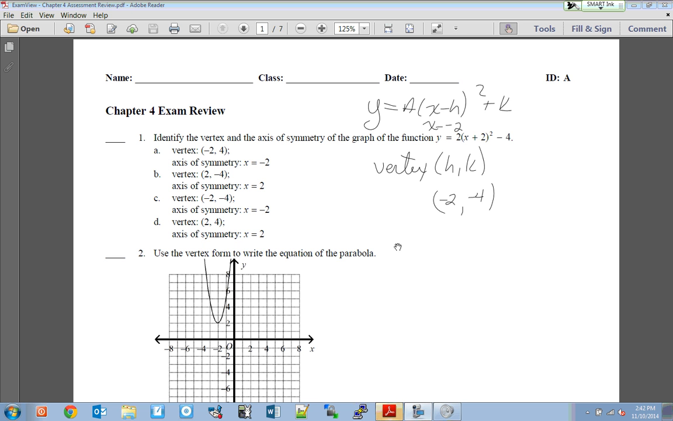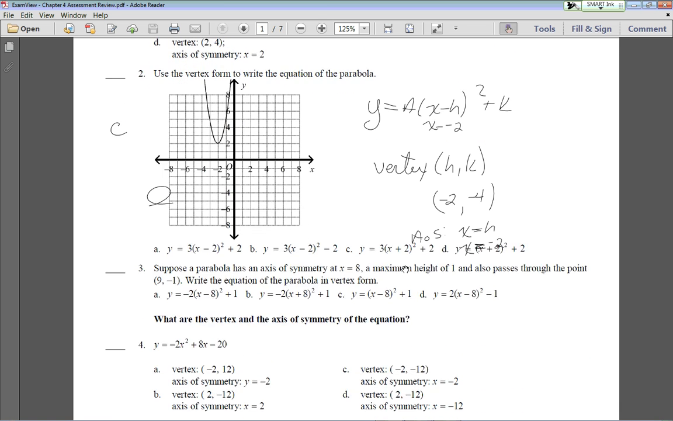All right. Now, your axis of symmetry, I abbreviate a little a.o.s., is simply x equals h. So in this case, your axis of symmetry is x equals negative 2. That's an equal sign, not greater than. Is x equals negative 2. So we come over here, vertex negative 2, 4, axis of symmetry negative 2. Bam. The answer is C. All right, the answer is C.